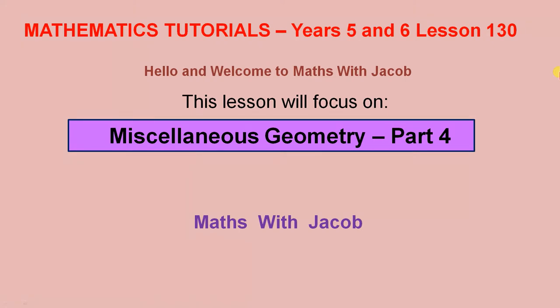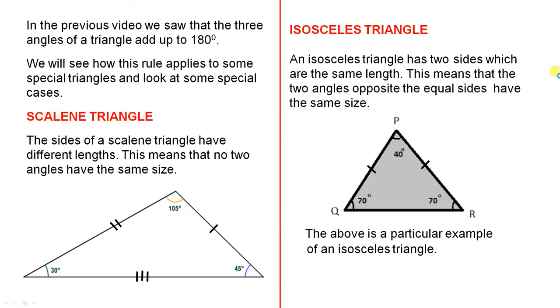This lesson will focus on Miscellaneous Geometry Part 4. In the previous video we saw that the three angles of a triangle add up to 180 degrees. We will now see how this rule applies to some special triangles and look at some special cases.